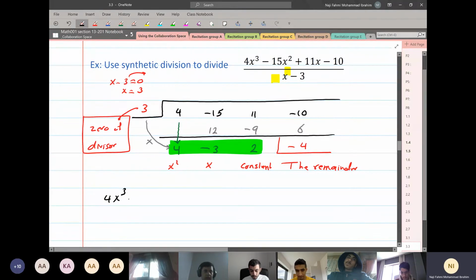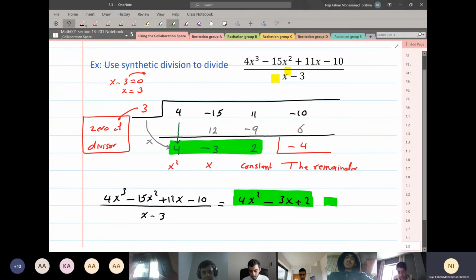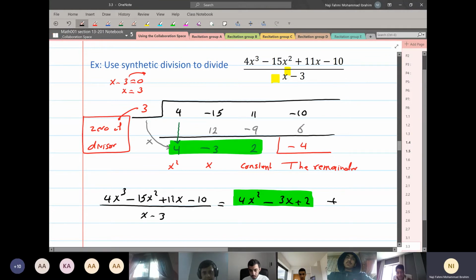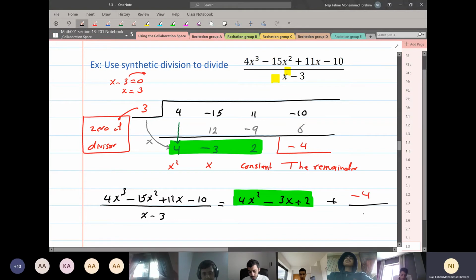We'll say 4x to the power 3 minus 15x squared plus 11x minus 10 all over x minus 3 is equal to what now? 4x squared minus 3x plus 2. And this thing is the quotient. Plus what? Negative 4, which is the remainder, divided by x minus 3, which is the divisor.